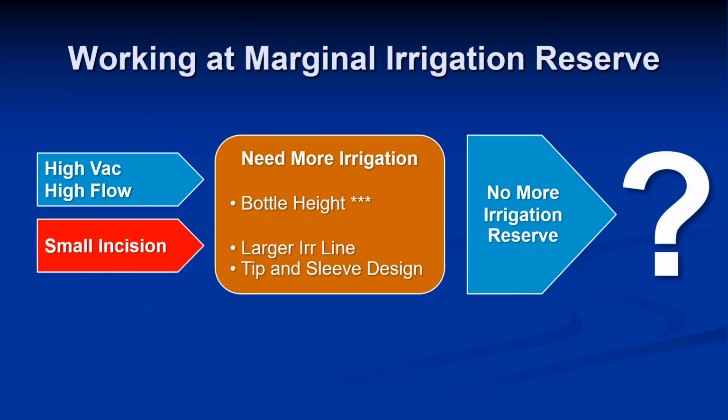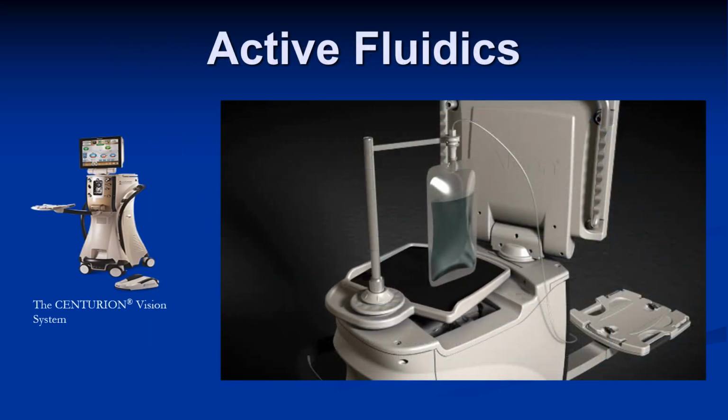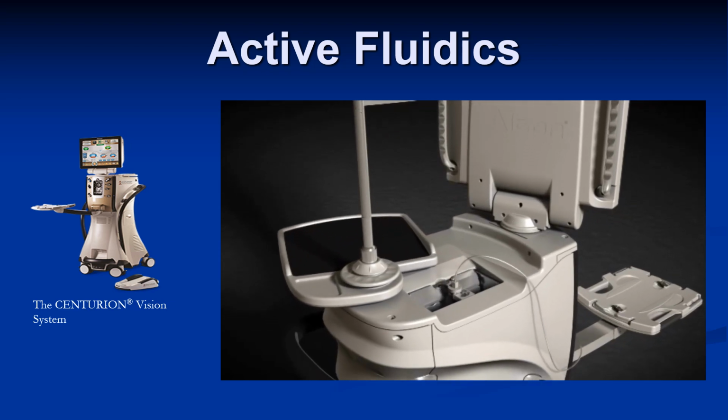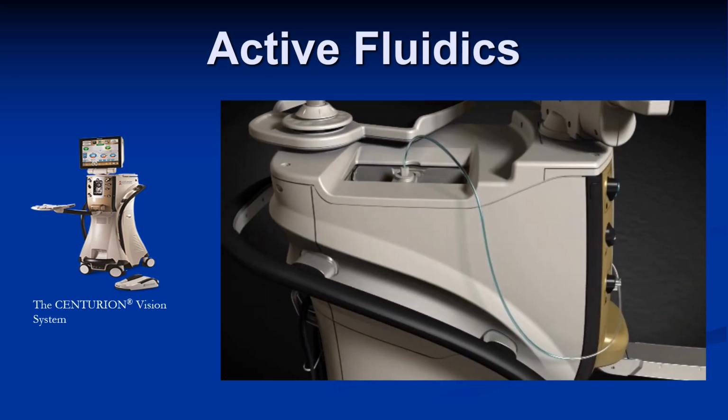We are working at the marginal of irrigation reserve, because of high vac, high flow, and small incision. We may need some improvements to gain better irrigation. The irrigation system shifts from passive gravity fluidics to active compression fluidics, with active pressure monitoring system. The fluid is compressed in a closed chamber. So more irrigation, and better IOP control is achieved.